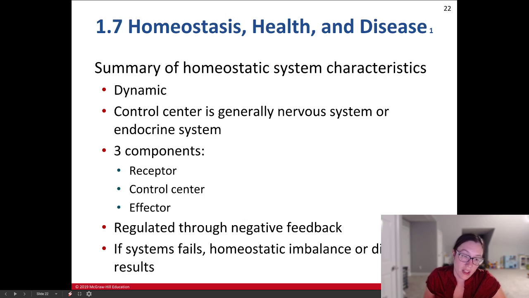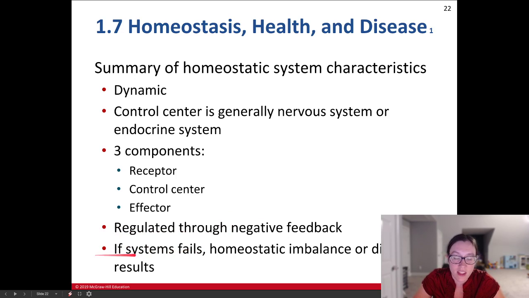Most commonly, they're regulated through negative feedback. But we do have positive feedback in certain situations, which is less common, and usually we'll mention it. If we don't say what type of feedback it is, it's generally negative feedback. Positive feedback will be like, and this is positive feedback.